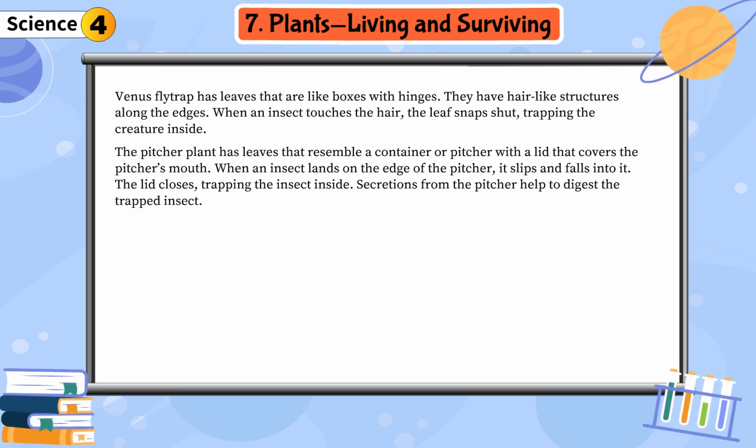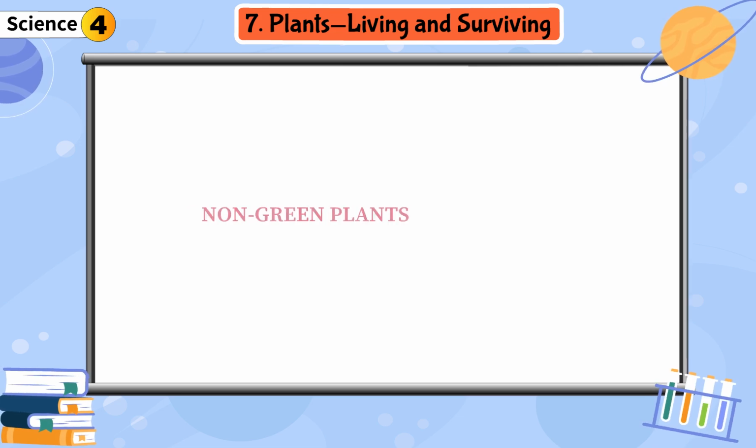The pitcher plant has leaves that resemble a container or pitcher with a lid that covers the pitcher's mouth. When an insect lands on the edge of the pitcher, it slips and falls into it. The lid closes, trapping the insect inside. Secretions from the pitcher help to digest the trapped insect.